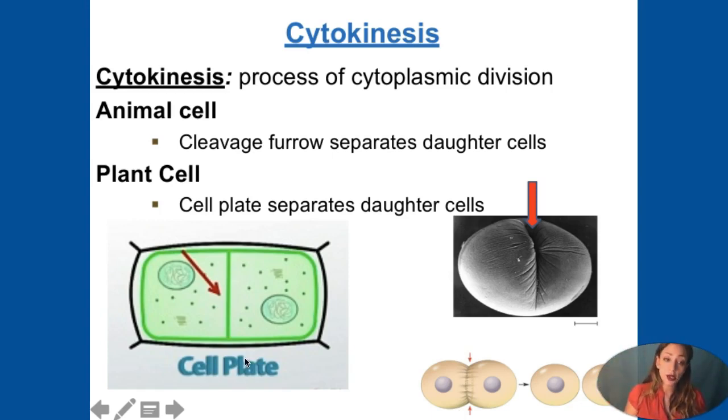For plant cells, though, obviously, they have a cell wall. So at this stage, they're not going to form a cleavage furrow. For the plant cell, they're going to start forming a cell plate to separate these two plant cells right here.